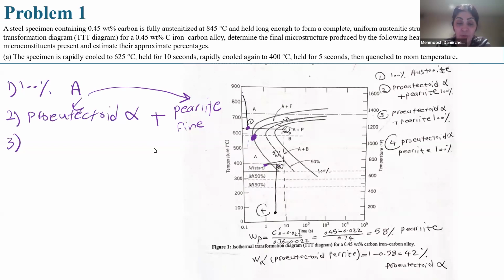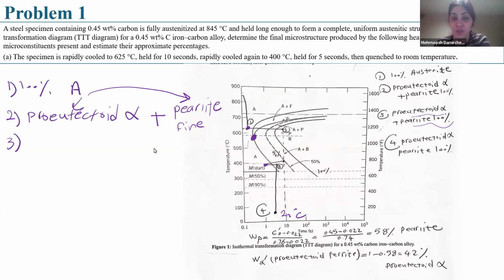Then quenching down to room temperature, for example, 20 centigrade. Again, at 4, the microstructure should be any remaining austenite at 3 converting to martensite, but when you look at 3, you don't see any austenite. It is proeutectoid ferrite and pearlite or fine pearlite. So the final microstructure is proeutectoid alpha and pearlite, 100%. But we are not finished, because the problem asks us to identify or estimate their approximate percentage.